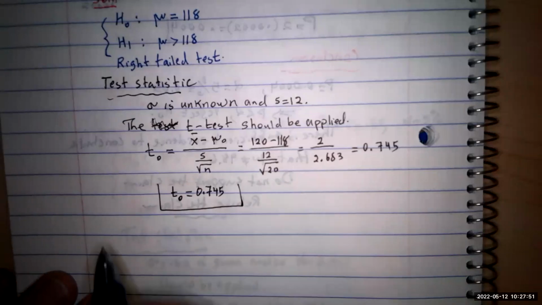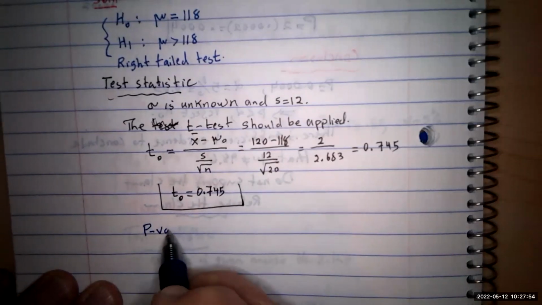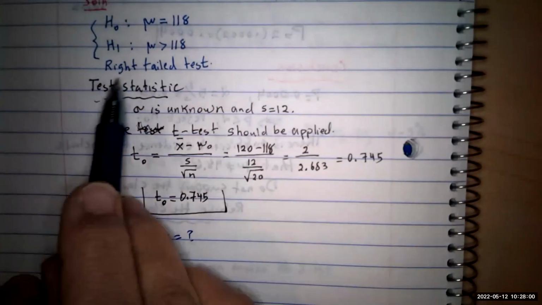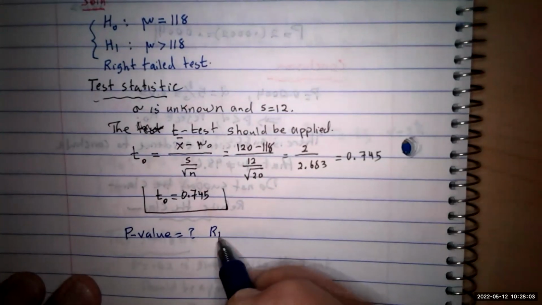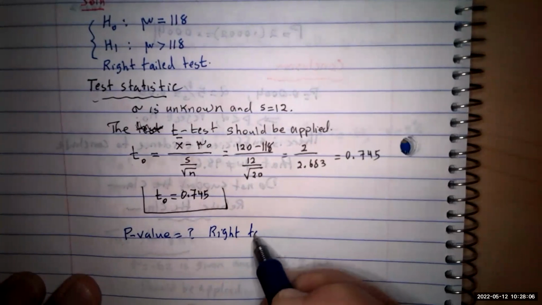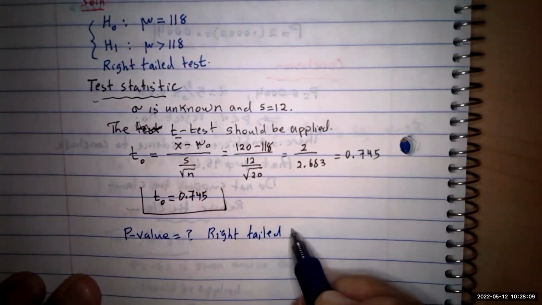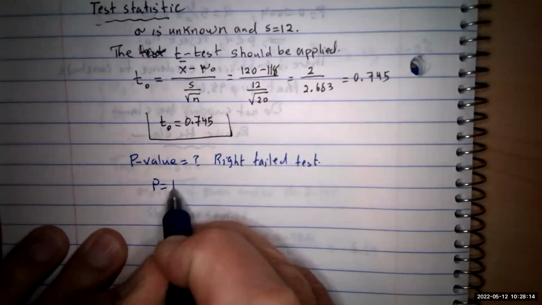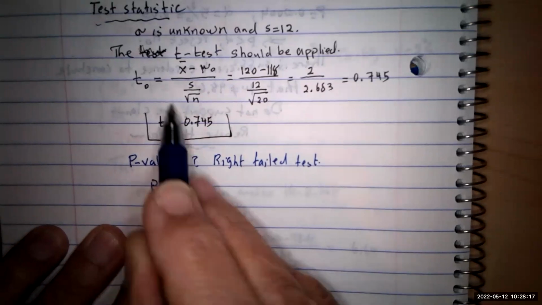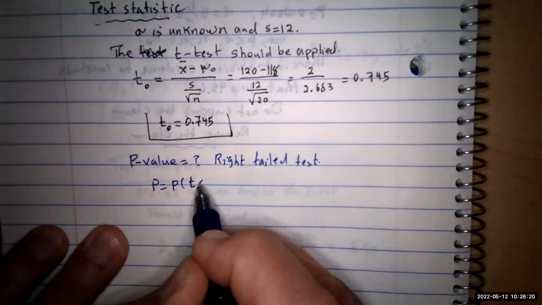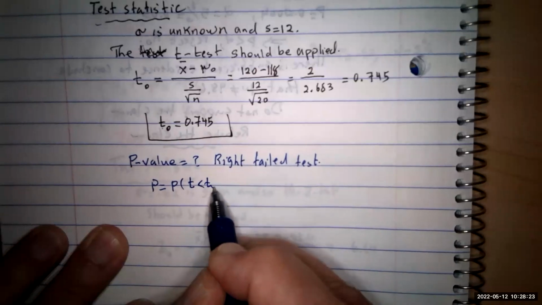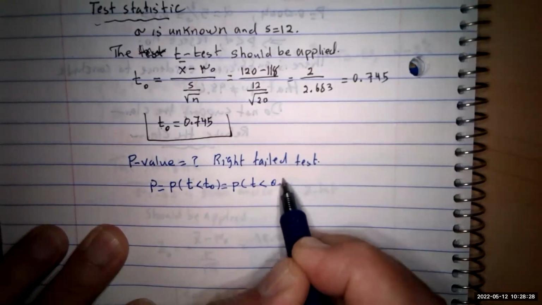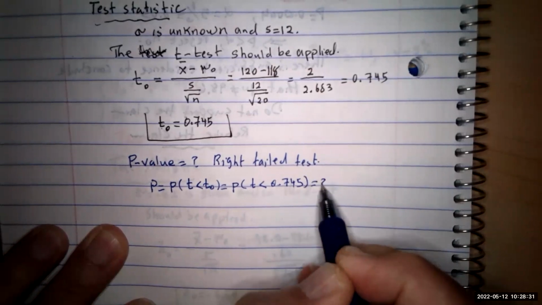Okay, so the next step is what's going to be the p-value, probability. So you check to see what type of test do you have. You have the right tail test, okay? So this is going to be right tailed test. So officially the probability is going to be P of T to be less than T naught, which is the same as the P of T to be less than 0.745. We have two choices.